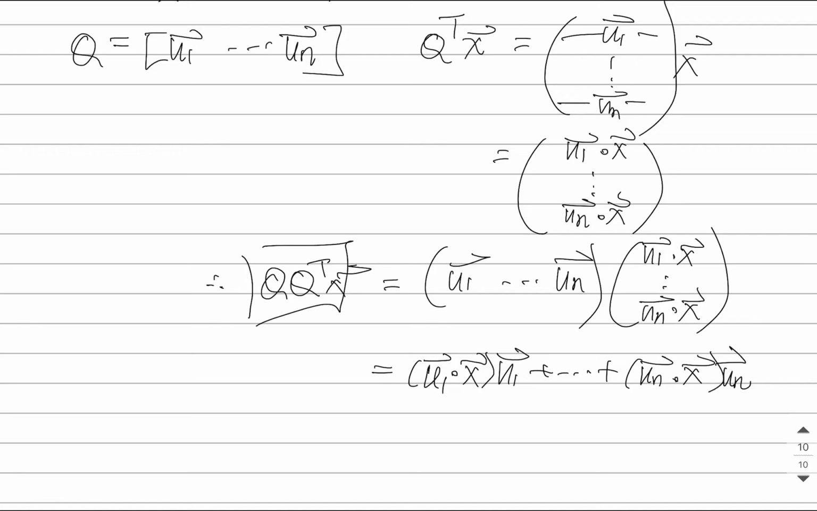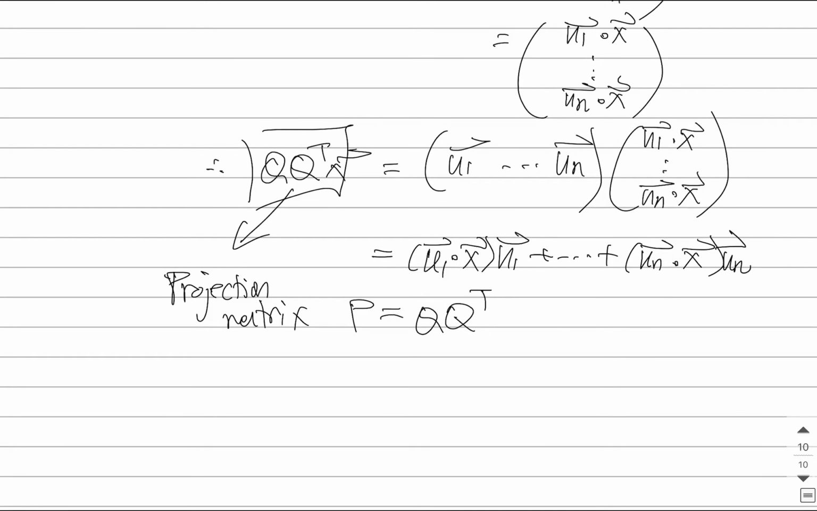This thing right here, Q times Q transpose, is called the projection matrix. And it's the matrix that will project your vector onto the subspace you want. Now, if my subspace is just the span of a single vector, then the projection matrix just becomes U times U transpose. Let's say that I have two vectors in R2, and let's say W is the span of this vector 1, 2.